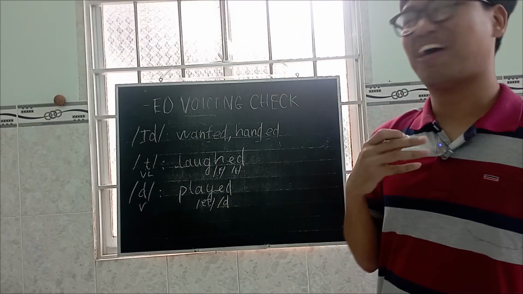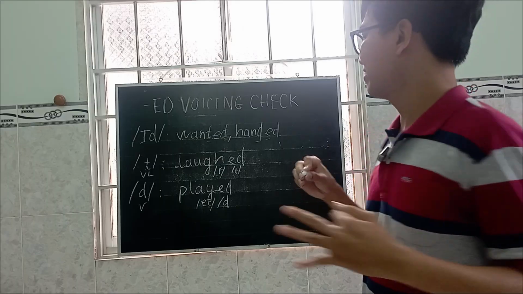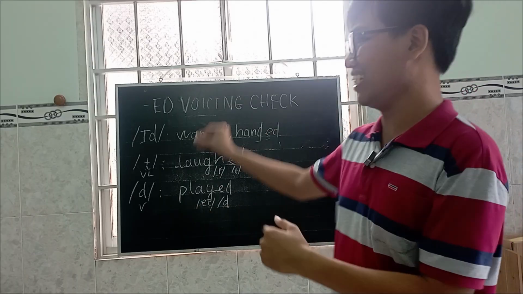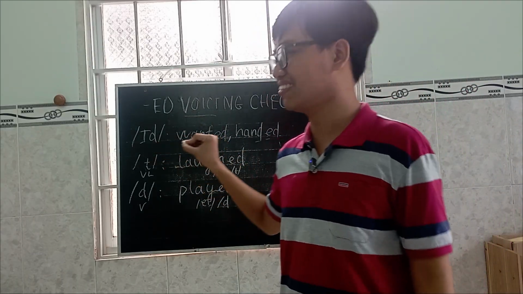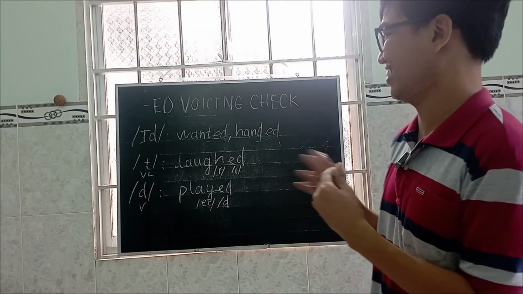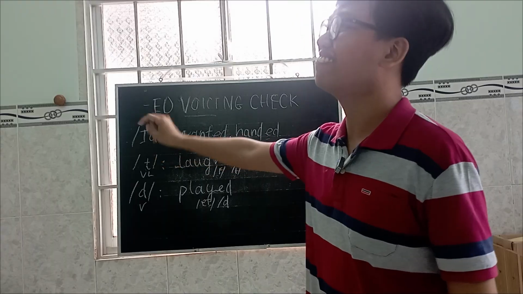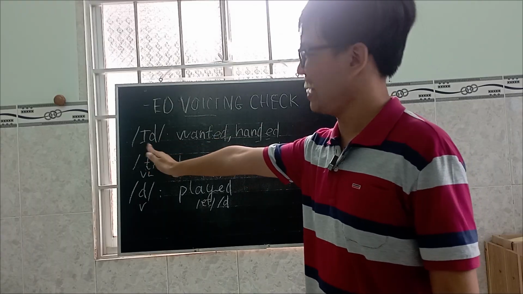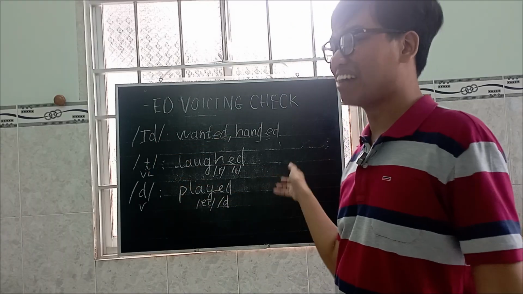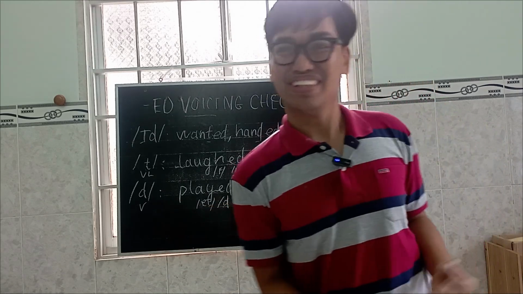So everyone, played, played. So we have three groups of ed, three types of ed we use in certain situations: the it type goes after t and d, t goes after voiceless, and d goes after voiced. That's basically it.